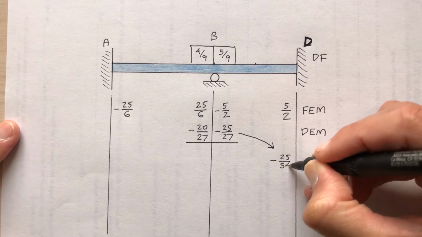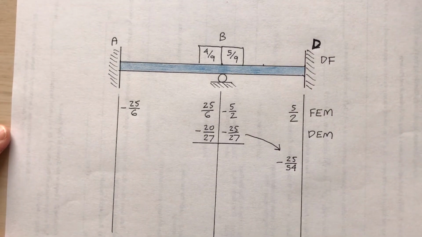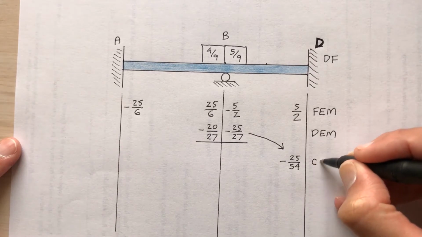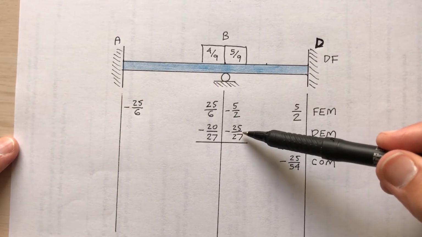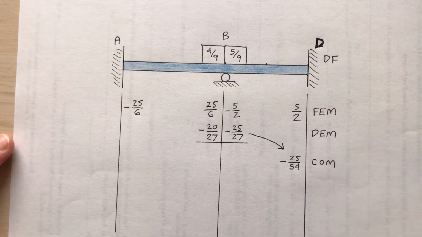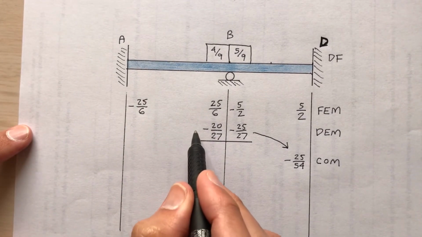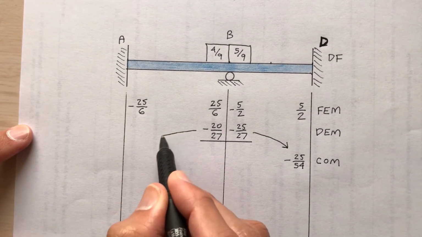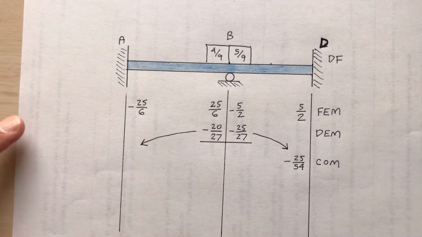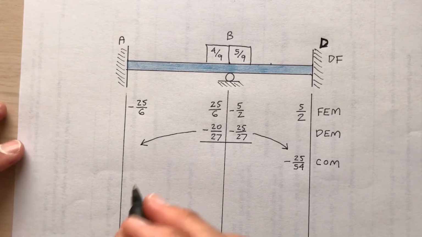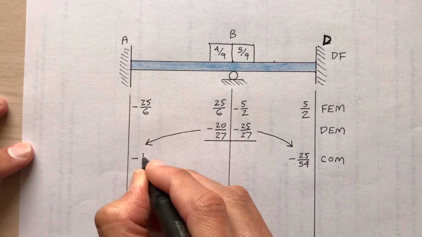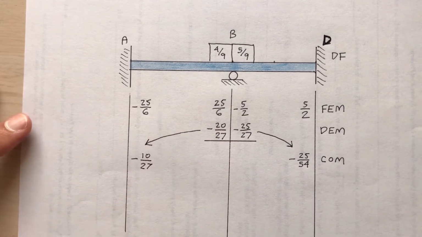I know these are turning out to be weird fractions, but this is an example I just made up, so the numbers might not come out very nice. This is the carryover moment, COM. Multiply this by 1/2, and you get this right here. Similarly on the other side, take that over here to A. What is half of 20/27? I think that's 10/27. So over here, negative 10/27.